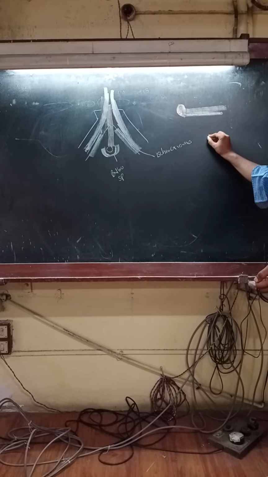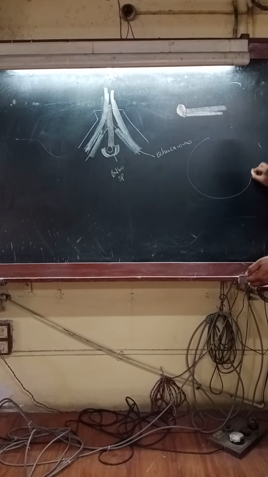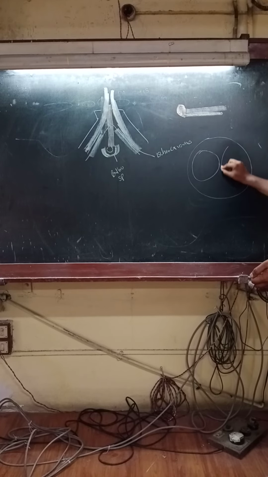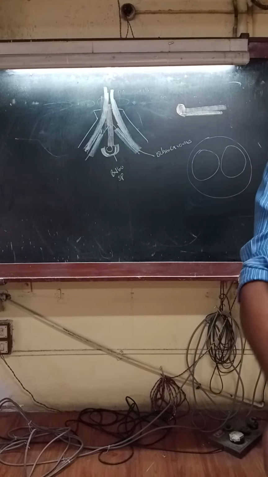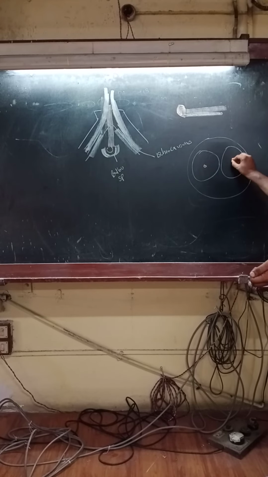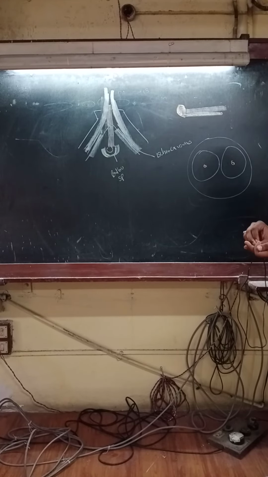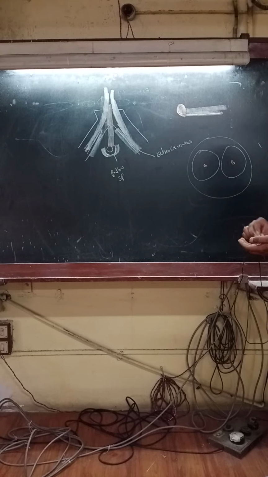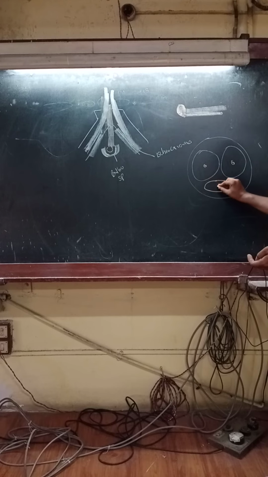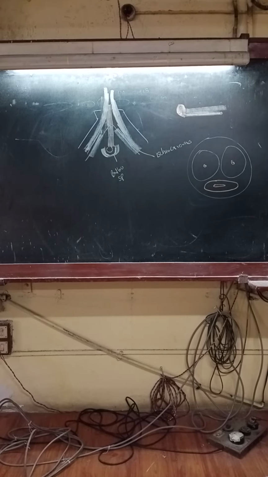This spongiosum is the one which carries the urethra. Now when we take a cross section of the penis, the corpus cavernosum is here, and the deep artery of the penis is there inside, and the spongiosum is here, containing the urethra.